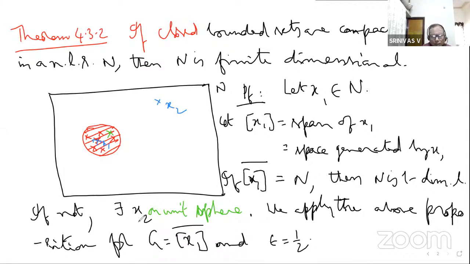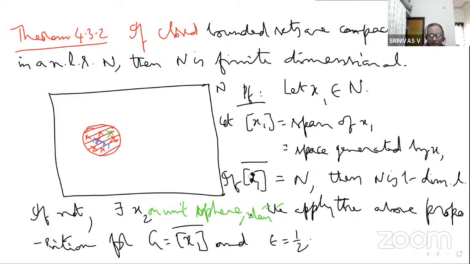If not, when we apply the above proposition for this g and epsilon equal to half, you take g to be this and half to be this, then this x2 will not be in the complement. Let me enlarge this.